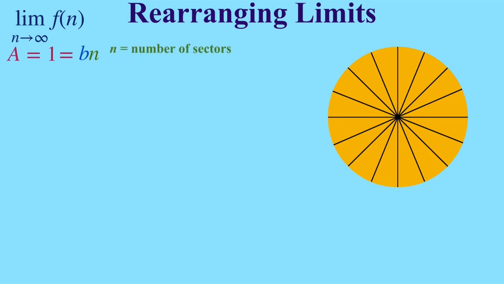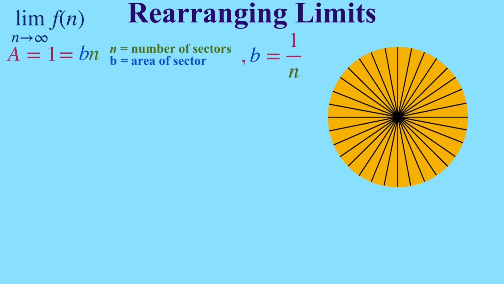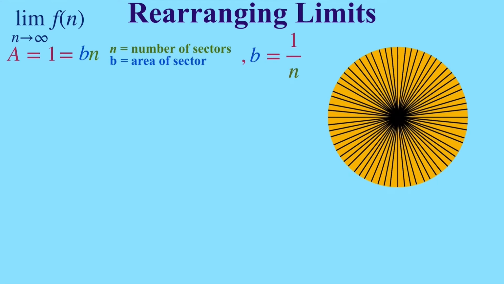If we say that n is equal to the number of sectors and b is equal to the area of each sector, then those multiplied together should equal the area of the entire circle. For this reason, we can rearrange bn equals 1 to get b is equal to 1 over n. And that makes sense, because as you increase the area of each sector, the number of sectors will decrease, or vice versa. If we continue to add sectors to the circle and continue slicing it, then it makes sense that each of the sectors will have a smaller area.